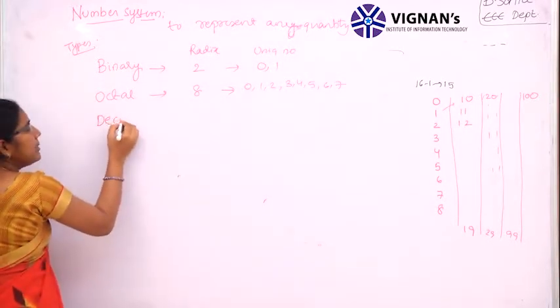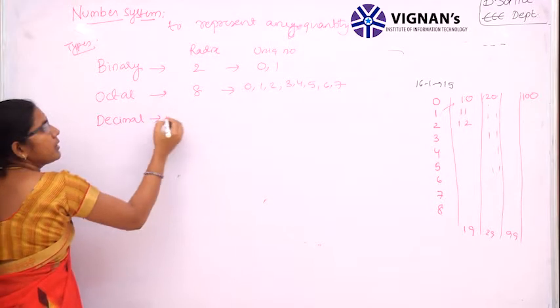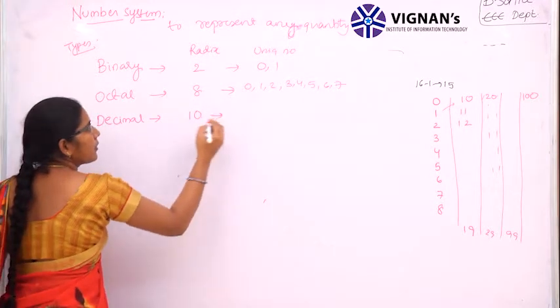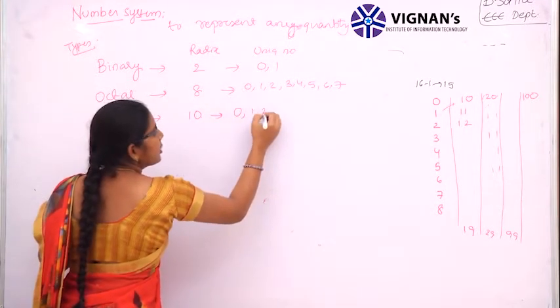Next we are having a decimal number system, radix 10. Numbers are 0 to 9.